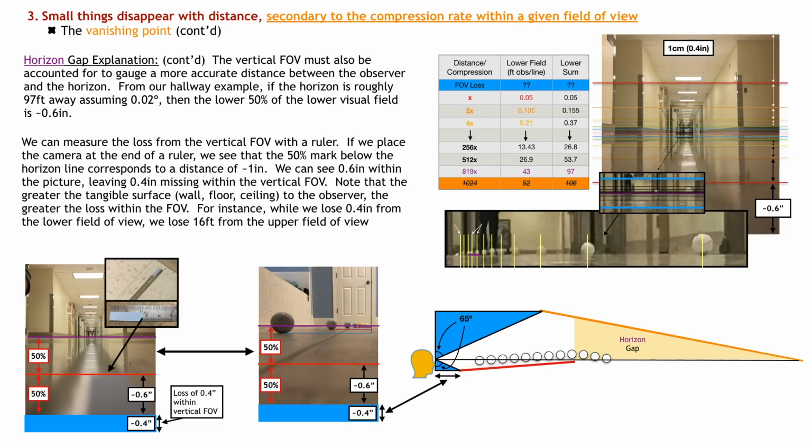And so if I extrapolate the vertical field of view to the upper aspect of vision, it comes out to roughly 16 feet. And you can just do that with basic trigonometry using that 65-degree angle. So we'll cover this more here as we go in the next slide.